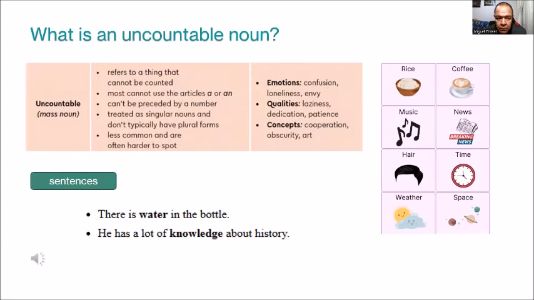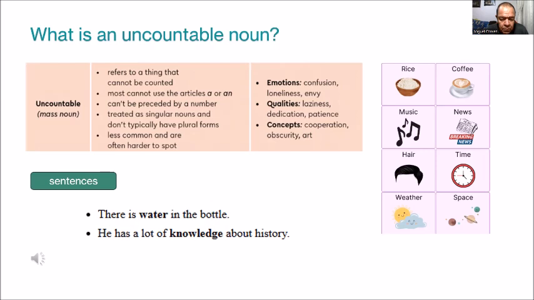An uncountable noun refers to emotions, qualities, concepts, or things like confusion, laziness, rice, coffee, and weather that cannot be counted. They cannot use the articles a or an. They cannot be preceded by a number. They are treated as singular nouns and don't typically have plural forms. They are less common and are often harder to spot.